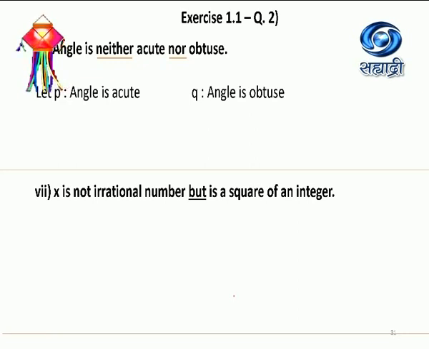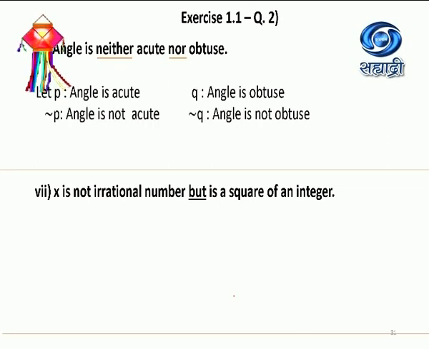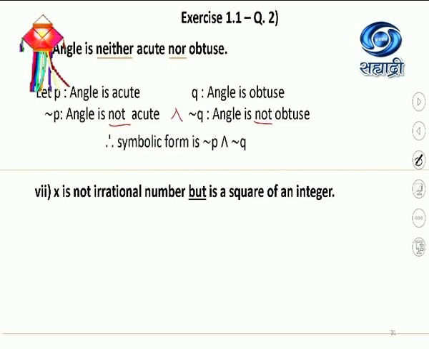So we first always write the positive statements, then write their respective negations. Angle is not acute, angle is not obtuse. Negation is written only by adding the word not after the verb, and neither nor means it is just and. So the symbolic form will be negation P and negation Q.